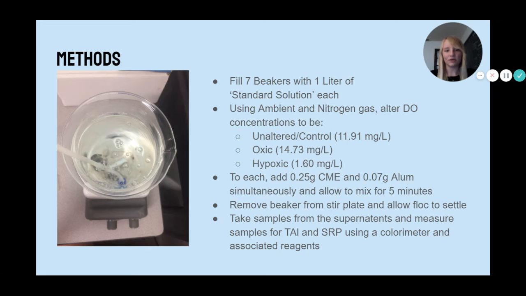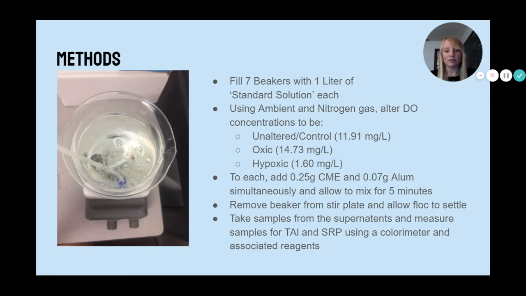Using either nitrogen or ambient gas and a DO meter, the beakers were manipulated to reach their given conditions. Once the beakers were set up, one by one, they were added to a stir plate and mixed at 60 RPM for 5 minutes upon the addition of 0.25 grams of CME and 0.07 grams of alum, concentrations determined as the most effective dosage for this condition in the predecessor project. After 5 minutes were up, the beakers were removed from the stir plate and allowed to sit undisturbed until a floc was produced and allowed to settle.